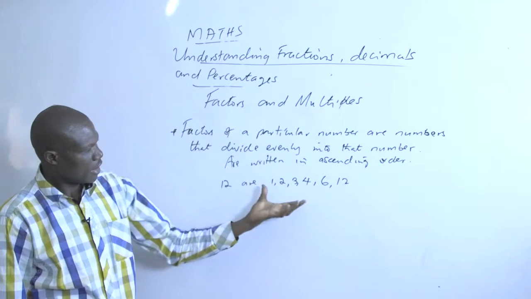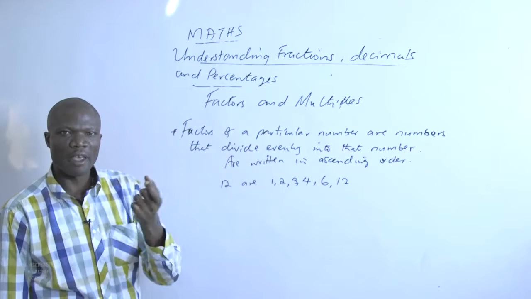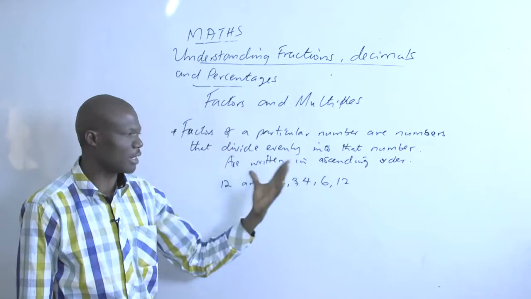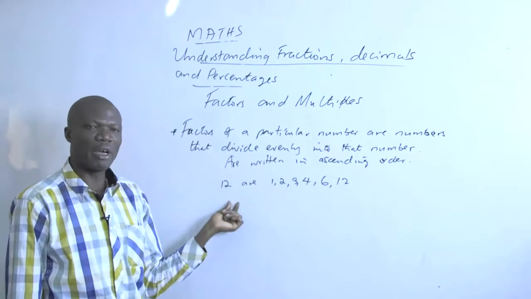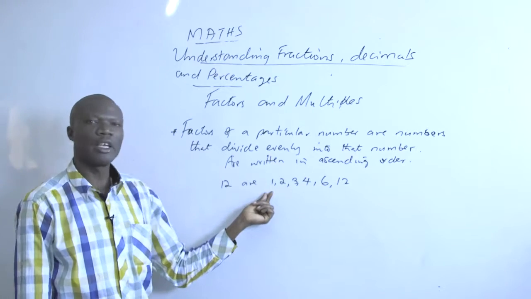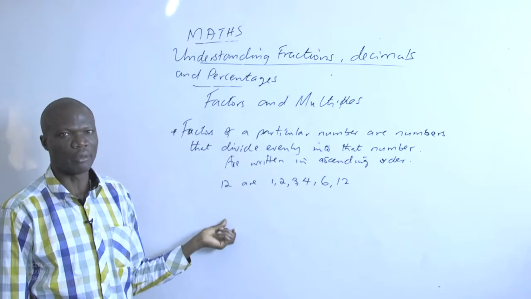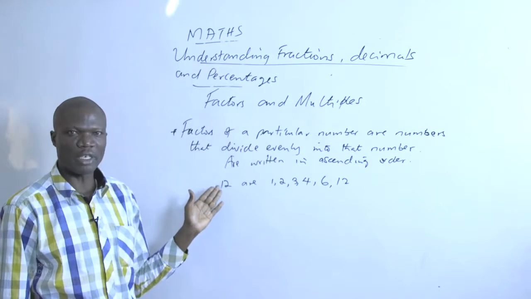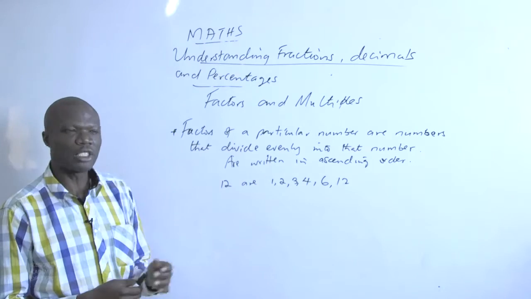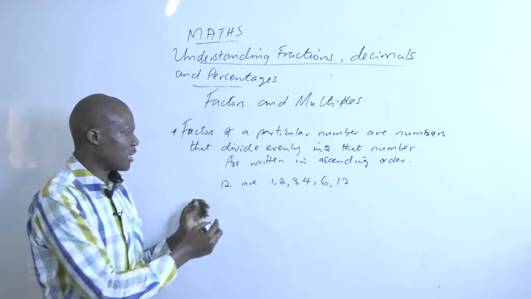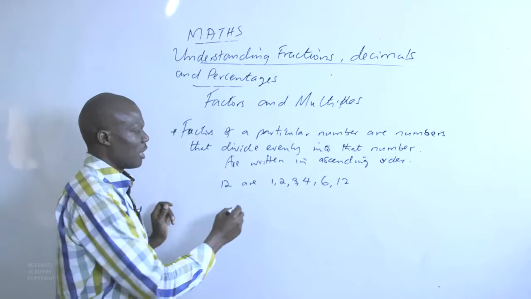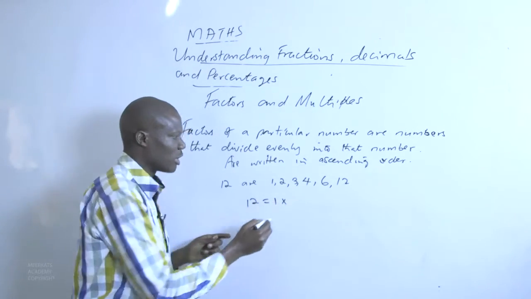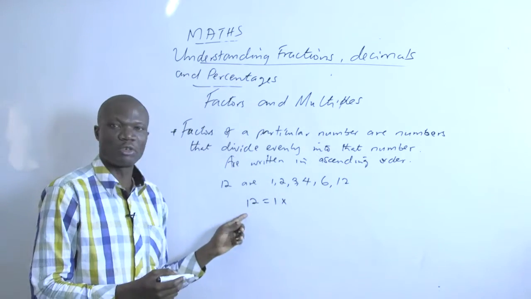You'll notice that each of these numbers divides 12 evenly without a remainder. That's why we say they are factors. We begin with the number itself as a factor, and 1 is always a factor of any given number, because the product of factors should give us the number. We are saying 1 is a factor, but how do we get 12 given that 1 is one of the factors? It should be multiplied by another factor, which is what? Out of all these numbers, the only factor which will give us the value of 12 is 12.